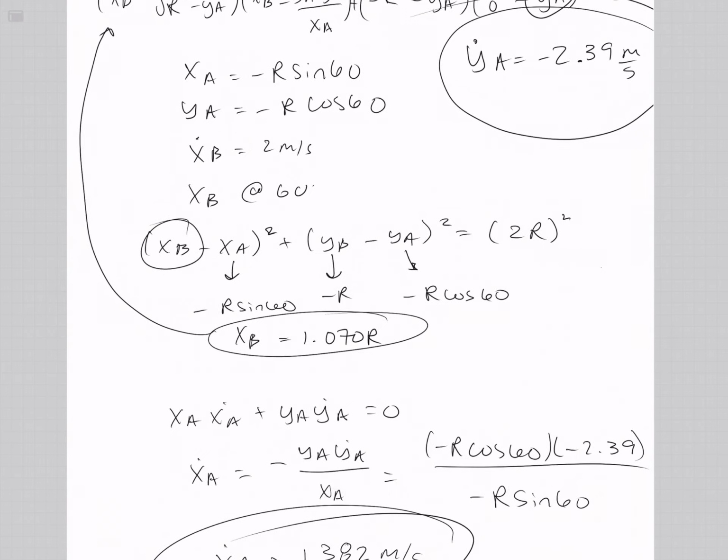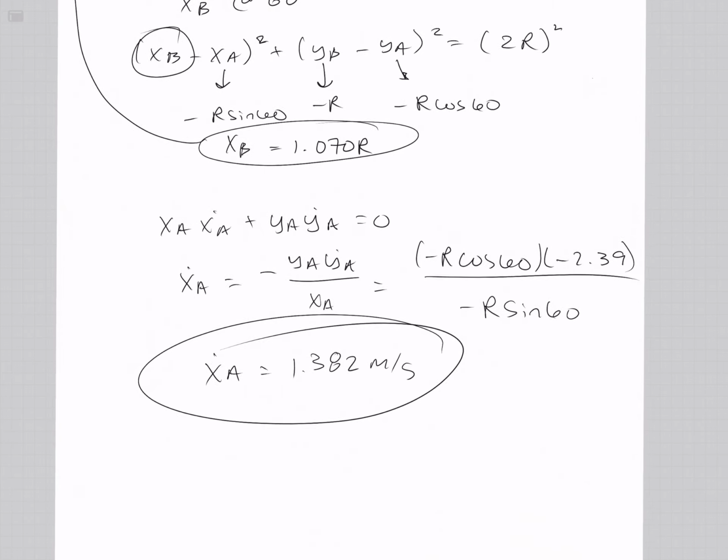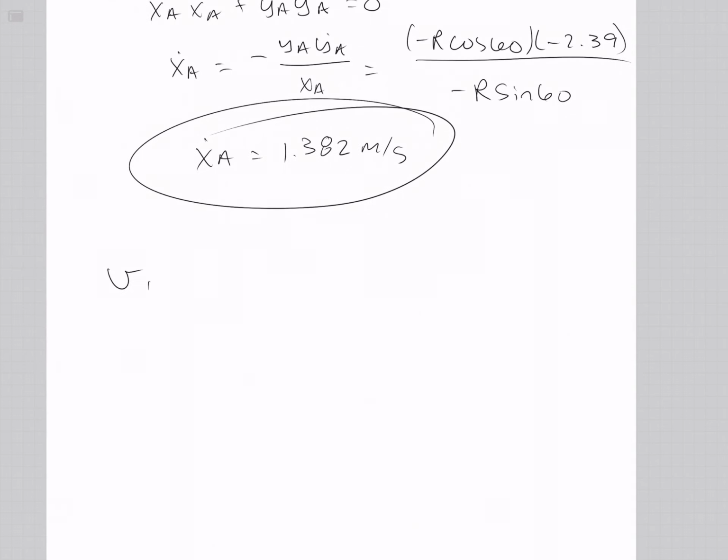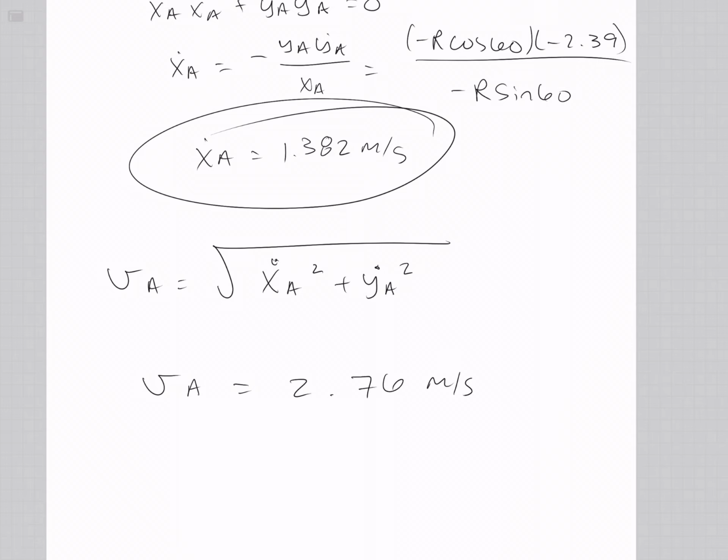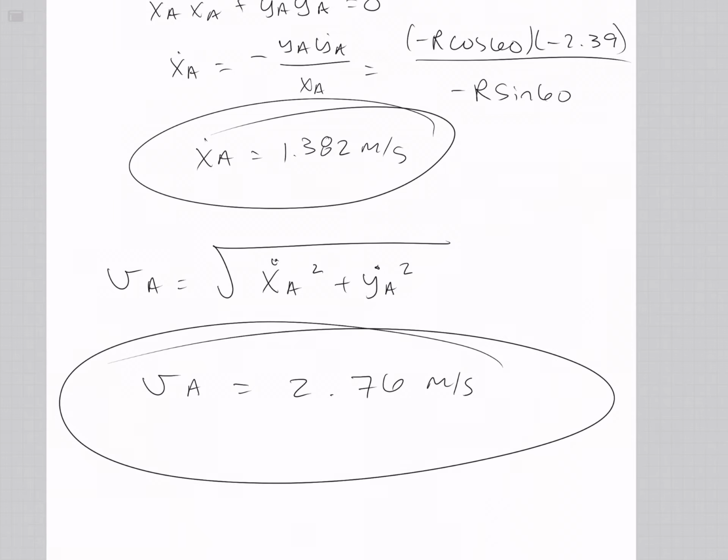Now we have the two components of ẋ_a and ẏ_a. Because that is a right angle, we can use Pythagorean theorem and put ẋ_a squared plus ẏ_a squared and take the square root of that. And you find that v_a is equal to 2.76 meters per second.